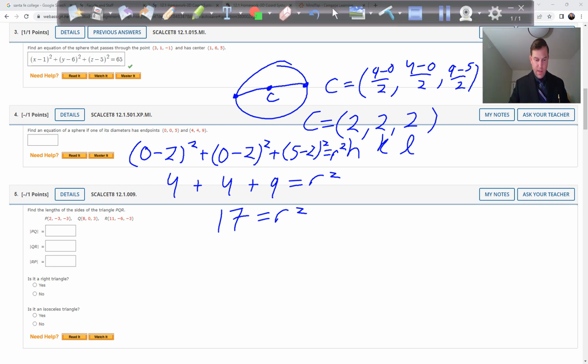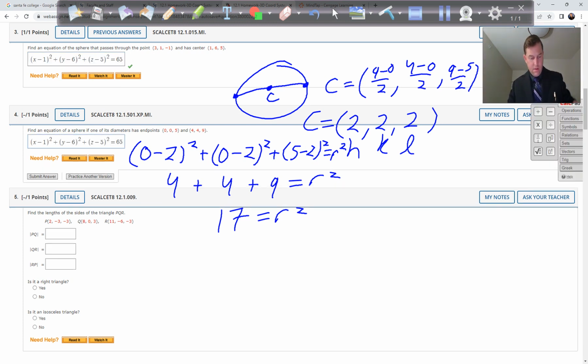It's not too bad to plug in. Let me see if I can copy this. That would be handy. Control C, Control V. Oh, nice. Now all I have to do is change these numbers. They're all 2, 2, 2, and then the radius changed to 17.